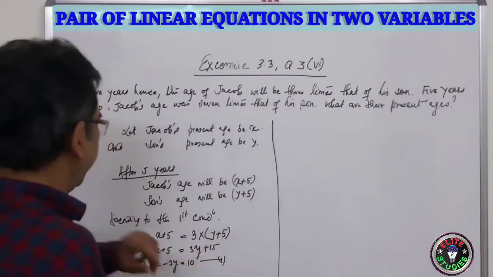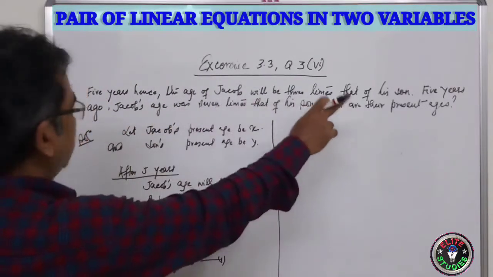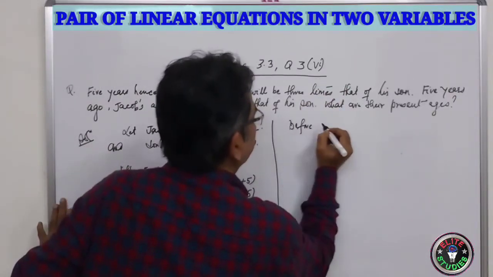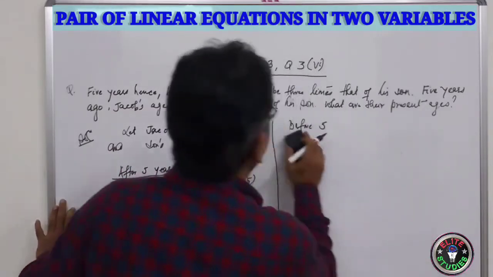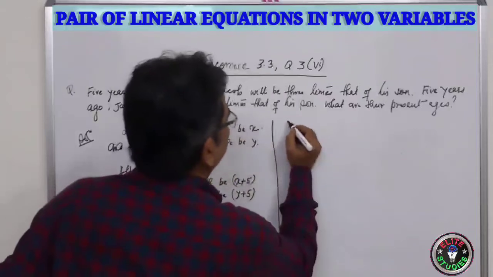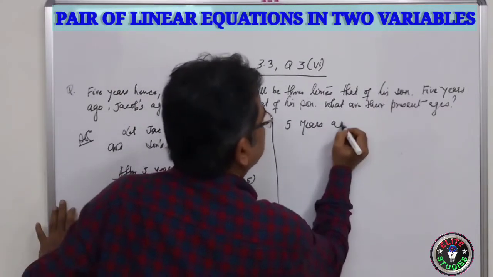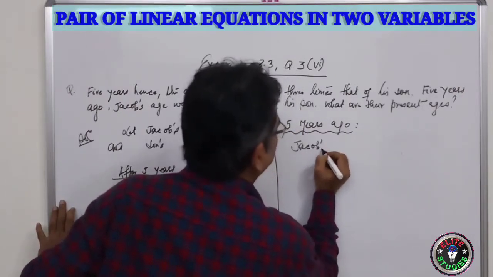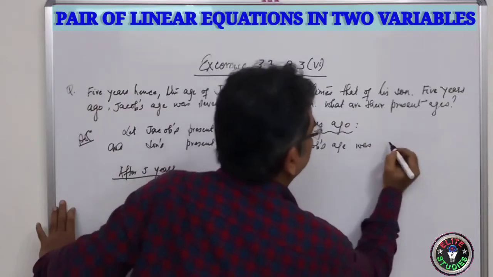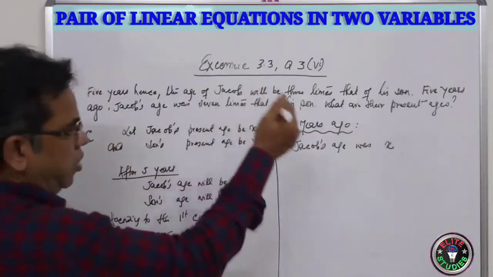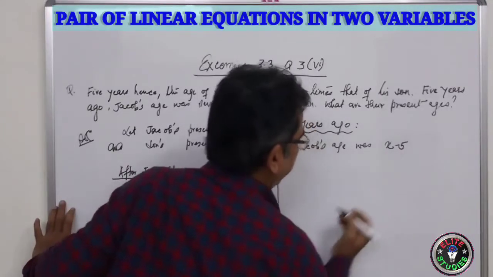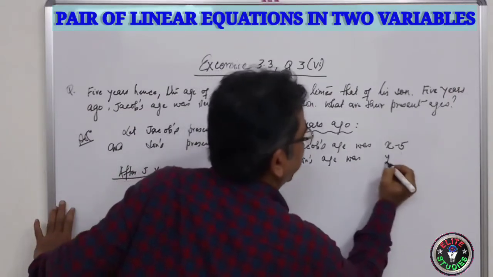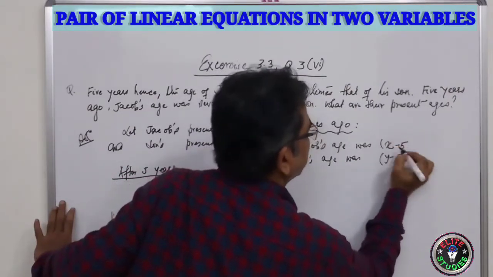Now we have to formulate a second equation from the second condition. But the second condition says 5 years ago. Now before 5 years, 5 years ago, Jacob's age was, now present age is x, so Jacob's age will be x minus 5, and son's age was y minus 5. Simple.